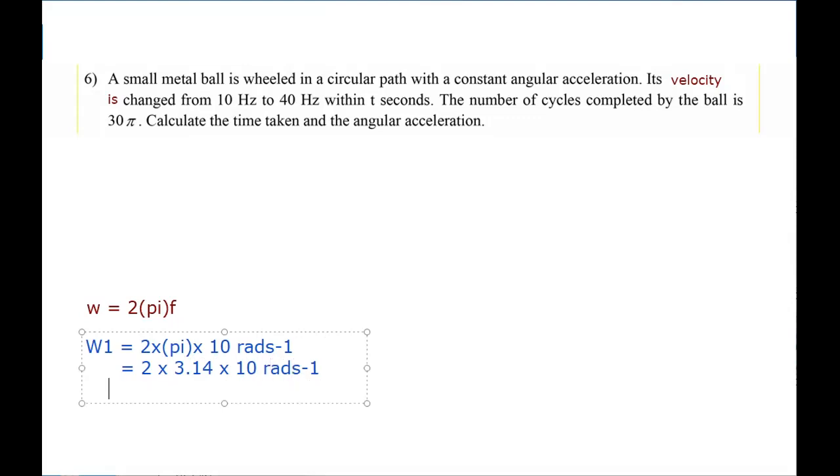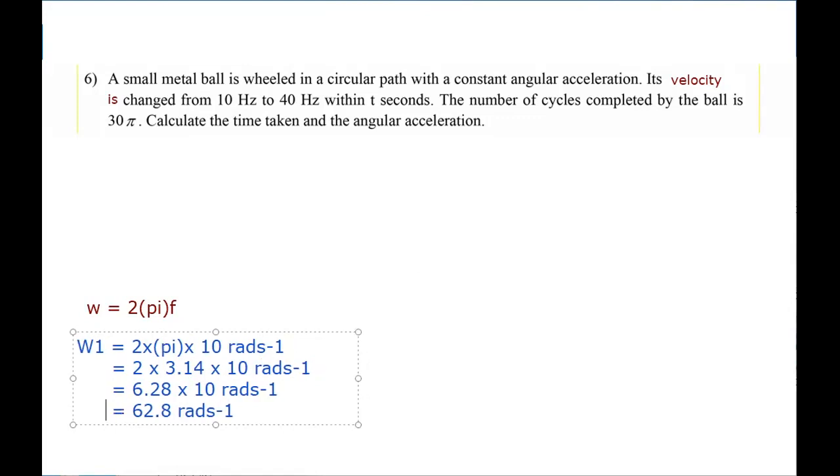So 2 times 3.14 is 6.28, which should be multiplied by 10. Then we will get 6.28 multiplied by 10, which means 62.8. Unit is radian per second. So this is the first thing that you want to do: convert angular velocity from hertz to radian per second.